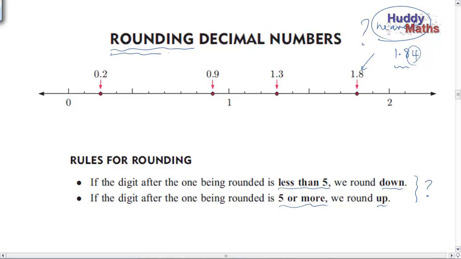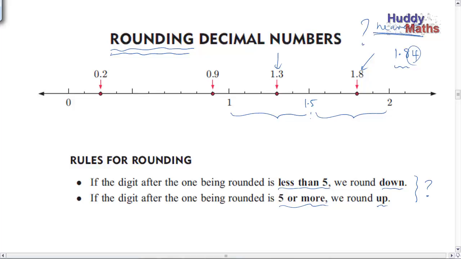Rounding, getting to the nearest value according to whatever level of accuracy you want. So let's do some here. Let's see why this rule works. Let's take 1.3 and I want it to the nearest whole. Here is 1.5. Now have a look. Is it closer to 1 or closer to 2?